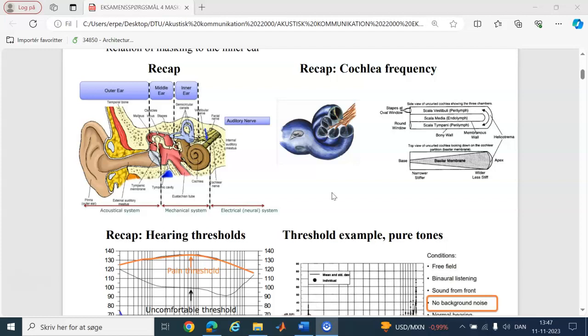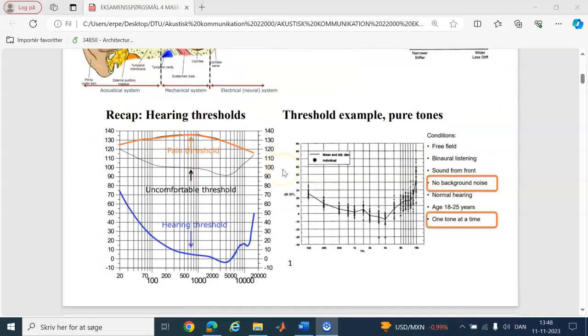The middle ear and inner ear with the mechanical system with the ossicles in the middle ear. They make an impedance matching to the inner ear, so the fluid in the cochlea can make the basilar membrane oscillate. And from there, the basilar membrane and the hair cells convert this mechanical oscillation to electric pulses in the auditory nerves. So this is an electrical neural system.